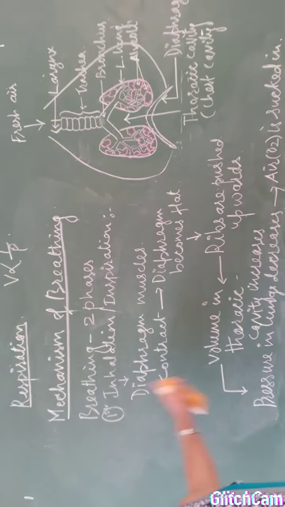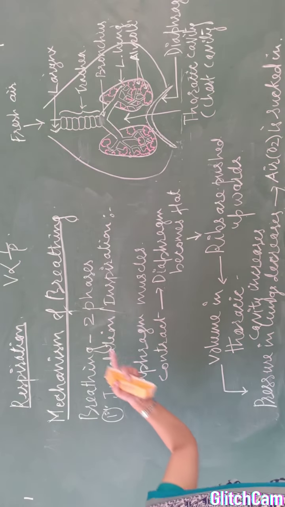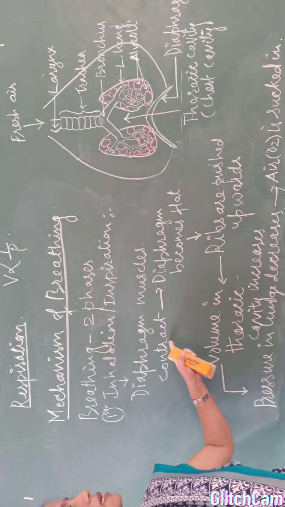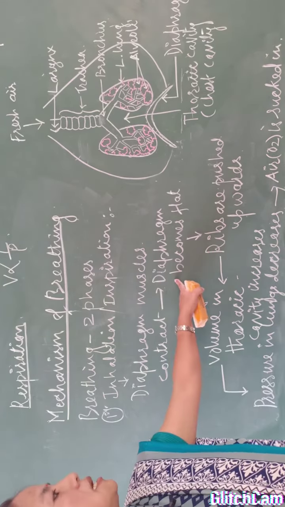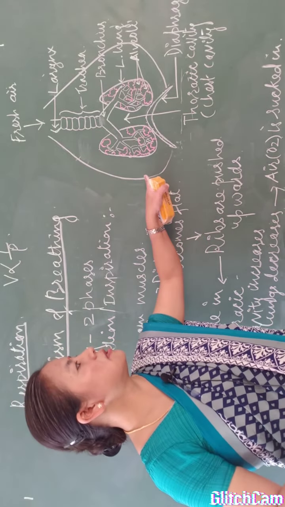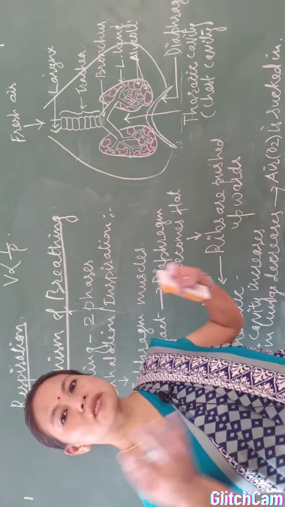So, this is how inhalation occurs in our respiratory system. First, the diaphragm muscles contract. This contraction results in flattening of the diaphragm. When the diaphragm flattens, it also pushes the ribs upwards.